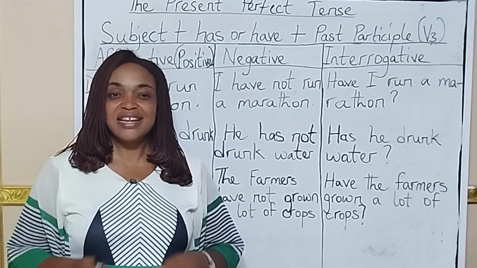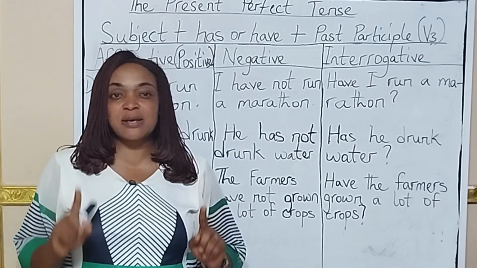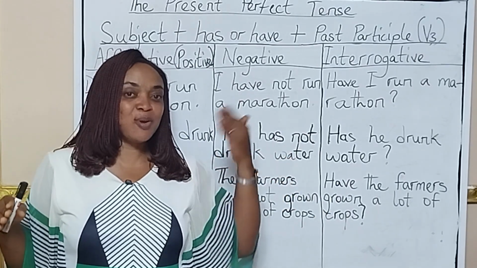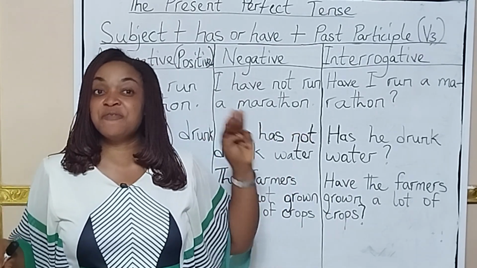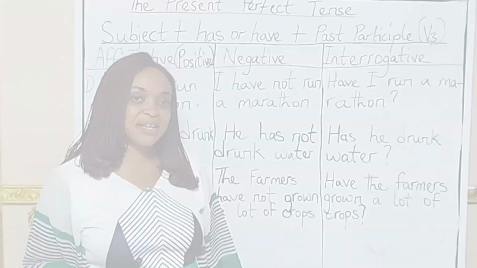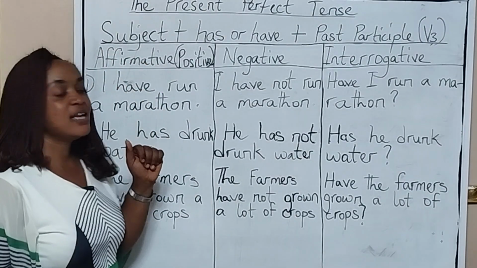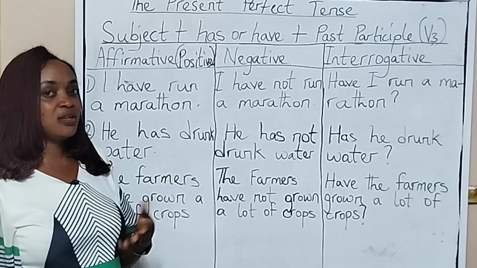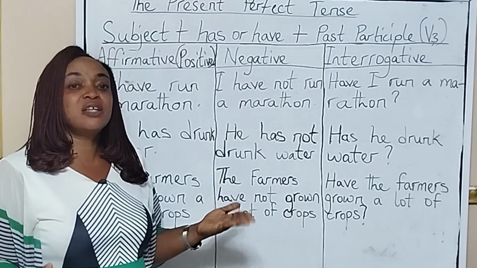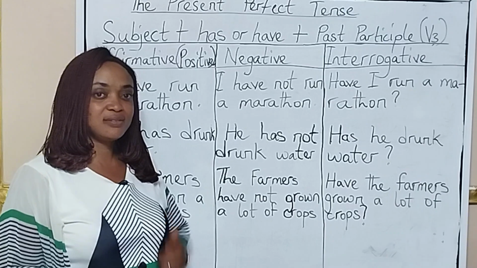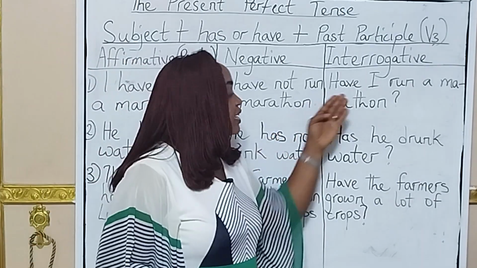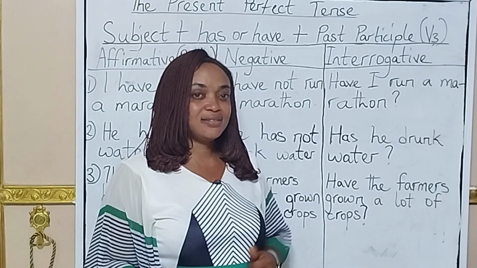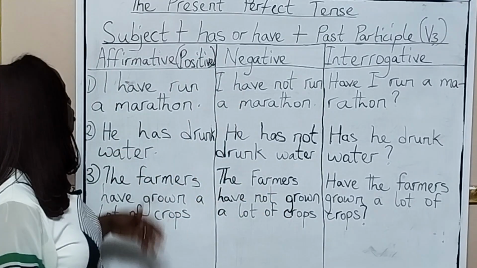Don't forget that the way to express yourself in the present perfect tense is by using has or have plus the past participle, which is the V3 of the verb. Okay, number one, I have run a marathon. Negative, I have not run a marathon. Interrogative, have I run a marathon? Correct. We go to number two.